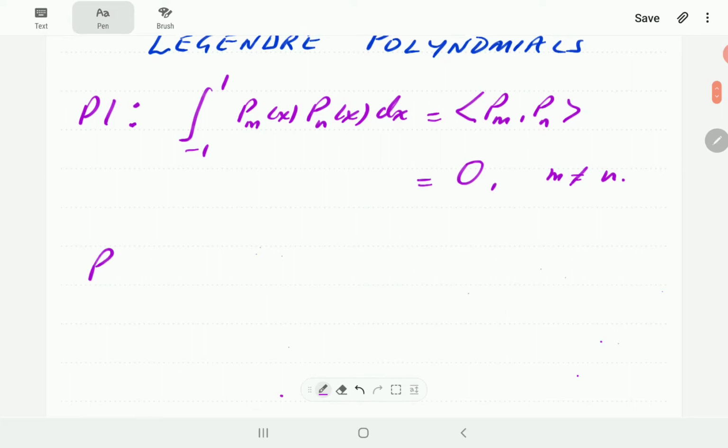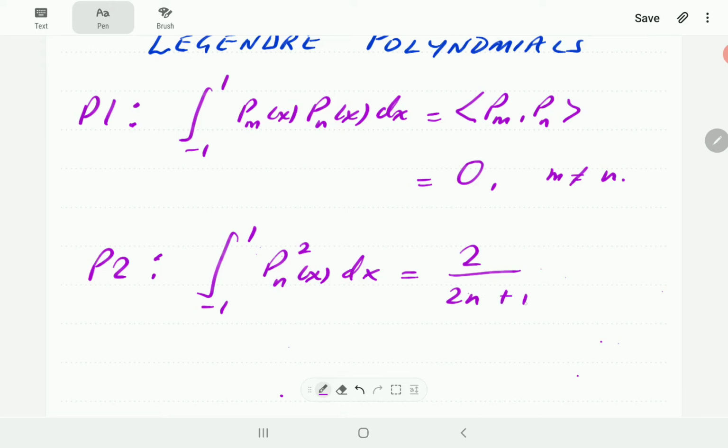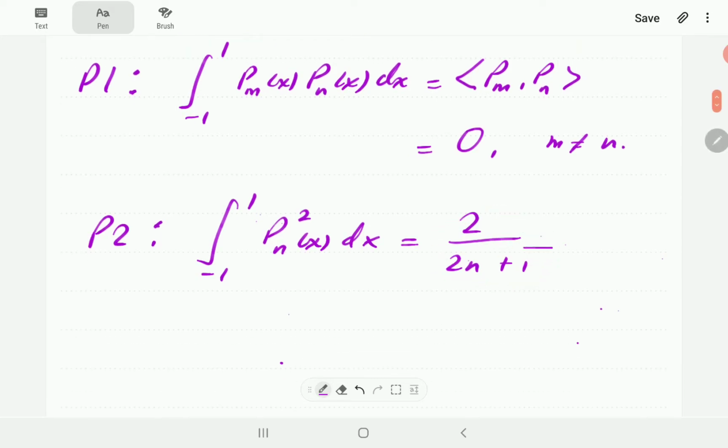And then the second property says that the integral of Pn squared, so this is the case of P1 when the two subscripts here are equal. So this one is equal to 2 over 2n plus 1. This constant is called the normalization constant, because we have Legendre polynomials. So the set of Legendre polynomials are orthogonal. We can convert them into a set of orthonormal functions, in which case we would have to use this constant here.